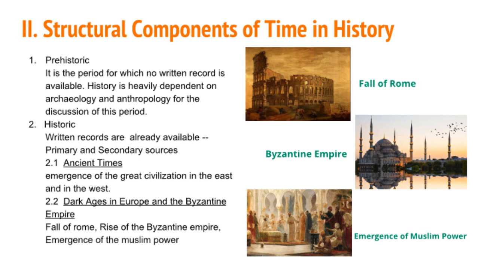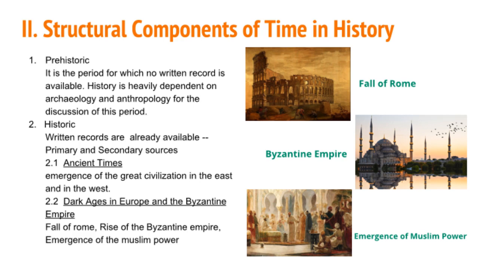2.1 Ancient times. This is the period which is characterized by the emergence of the great civilizations in the East and in the West. The civilizations which emerged in the East are those that emerged in the river valleys, namely, the civilizations in the Nile River Valley, Indus River Valley, Yellow River Valley, and Tigris-Euphrates River Valley. The West gave birth to the great civilizations of Greece and Rome. Each of these civilizations gave rise to political, social and philosophical thoughts and structures that greatly influenced their neighbors.